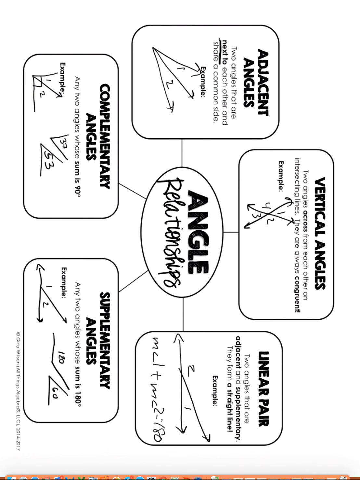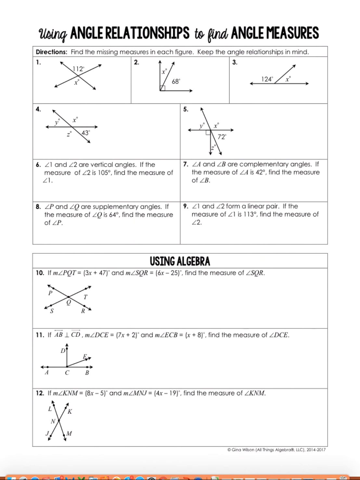angles. Okay, so angle 1 and angle 3 are vertical angles, and angle 2 and angle 4 are vertical angles because they are across from each other. Okay, now if they are across from each other, then they are congruent. That's super important. We're going to use that over and over and over this year. Okay, so adjacent, complementary, supplementary, linear pair, and vertical angles. Okay, so now we're going to do some practice with that.